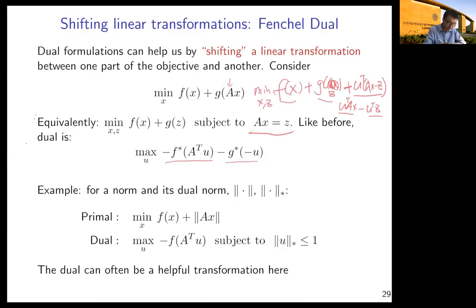Okay. So one thing that I want to point out is that previously this linear transformation, which is sometimes where the difficulty is in the optimization, has now been transformed from functions related to g into functions related to f, right? So now in the g star function, this becomes u without a linear transformation, and the A transpose now appears in the f part of the problem.